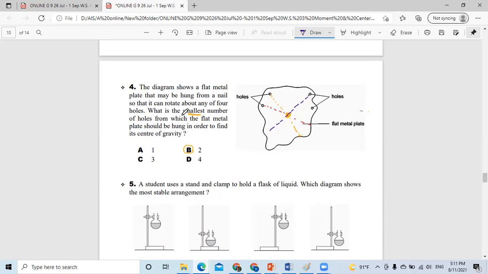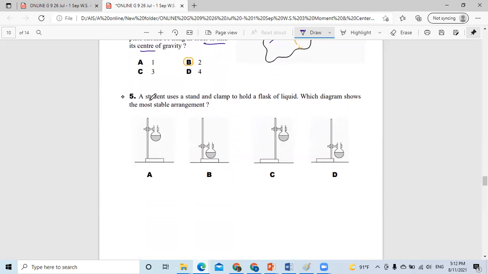We want which diagram shows the smallest number of holes at which the metal plate should be hung in order to find the center of mass. One hole, I will not find the center of mass. It can be any point on the plumb line. 2 holes, I will find it, but not accurately. 3 or 4, I will be more accurate. They didn't ask about the accuracy. They asked how to find it out. So I need at least what? 2 holes to hang it from.